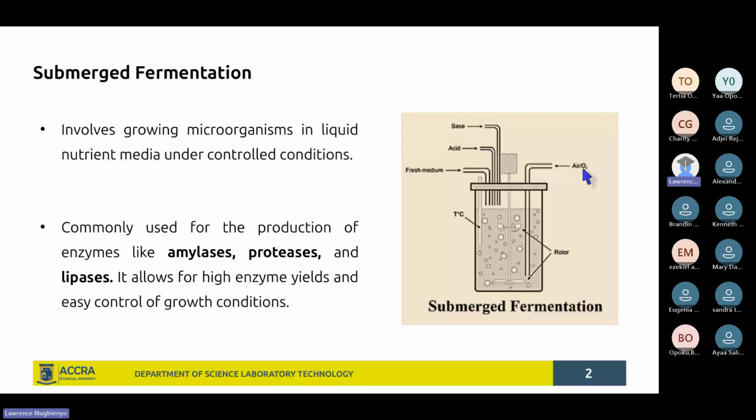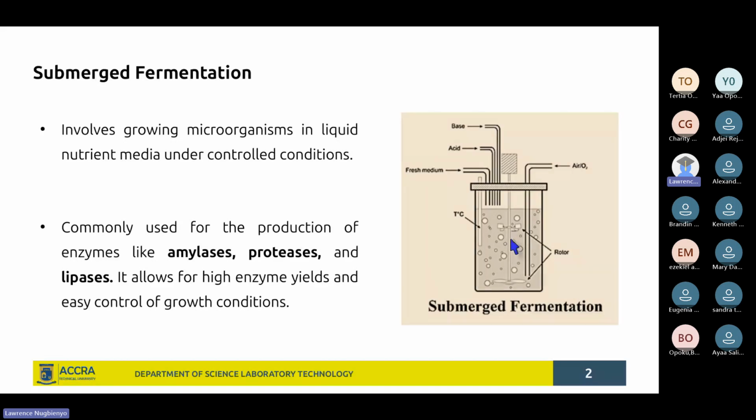Then you have a rotor. The rotor is responsible for keeping that medium homogeneous at all times, because as it rotates, it mixes the media, in which you have this whole reaction mixture, which will be kept homogeneous at all times by the rotation of the rotor.